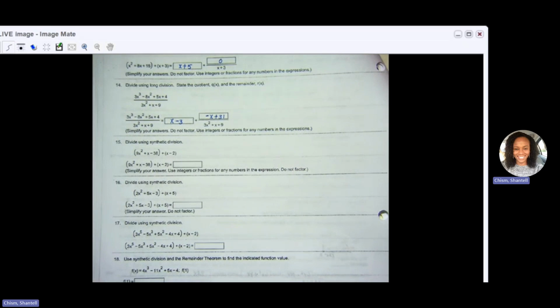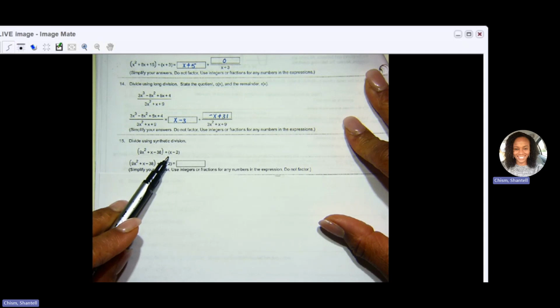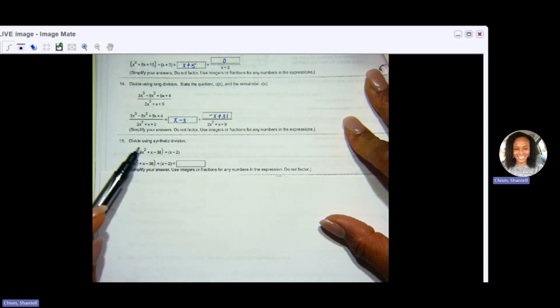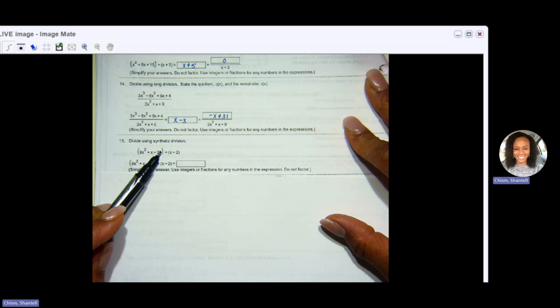So I'm going to zoom in a bit here. Number 15 says use synthetic division. So here is our dividend, here is our divisor, okay? Looking at our dividend, we have no missing terms. It goes from x squared to x to the constant. So it's in descending order with no missing terms: exponent of 2, exponent of 1, exponent of 0, or nothing, just the constant.